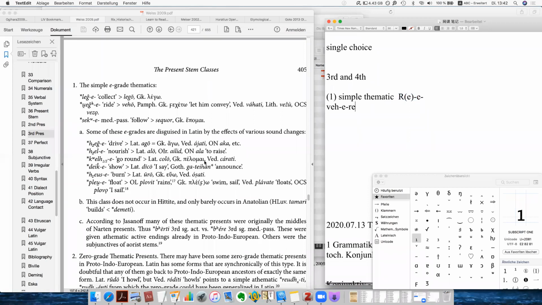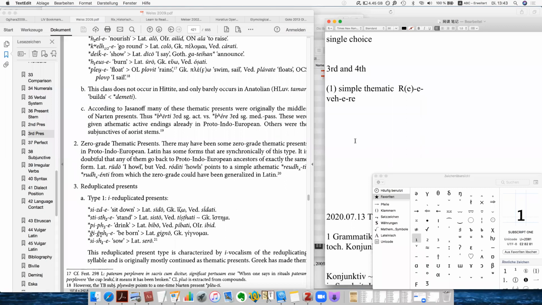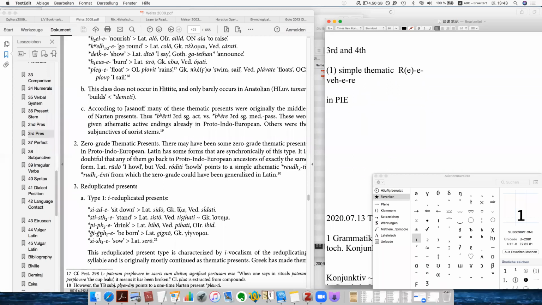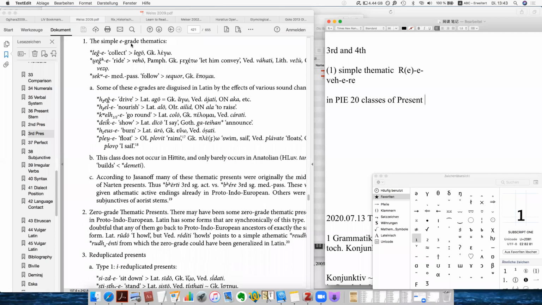Okay, and now comes the explanation why in PIE we have more than 20 classes of present, but in Latin we only have 4 or 5. Because a lot of the Proto-Indo-European presents are reclassified into the third present. So the third present contains a lot of Proto-Indo-European present classes. For example, this is what we have already seen, the simple A grade, right? Like in Sanskrit, it's the first class.